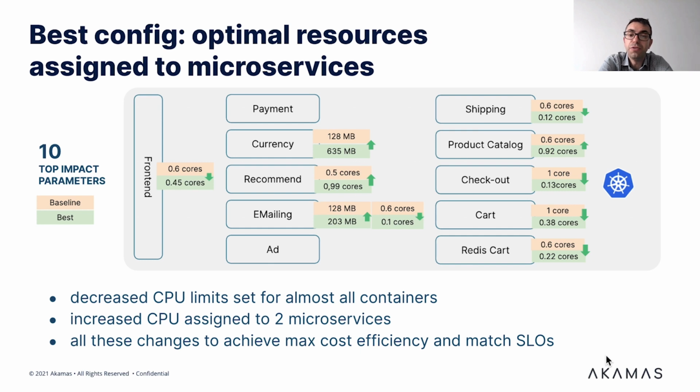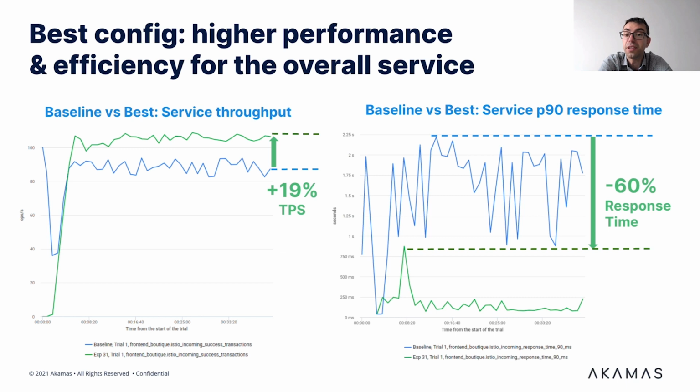Let's now see how the overall service performance changes when the best configuration is applied. The chart on the left shows how the baseline and the best configuration compare in terms of the overall service throughput. Interestingly, besides being much more cost efficient, the best configuration also improved throughput by 19%. On the right, we are comparing the service 90th percentile response time. The best configuration cut the latency peak by 60% and made the service latency much more stable.